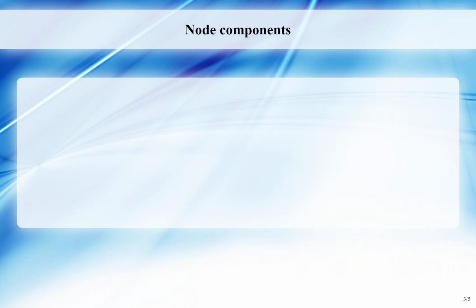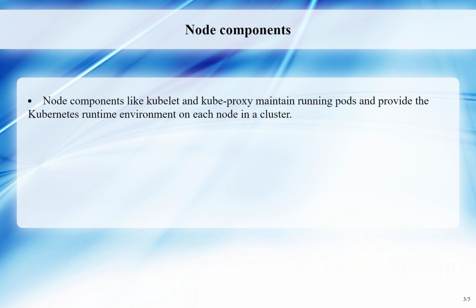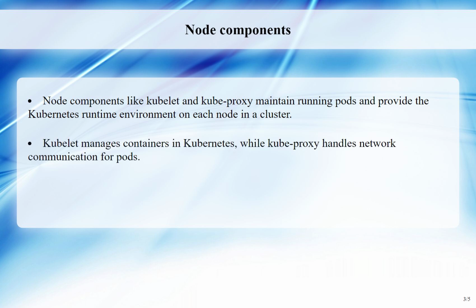Node components. Node components such as Kubelet and kube-proxy are essential for maintaining running pods and providing the Kubernetes runtime environment on each node in a cluster. The kubelet ensures that containers are running in a pod by taking pod specs and ensuring the containers described in them are healthy. The kubelet does not manage containers created outside of Kubernetes.